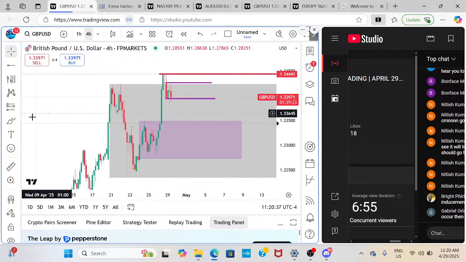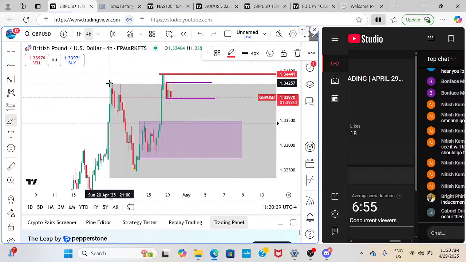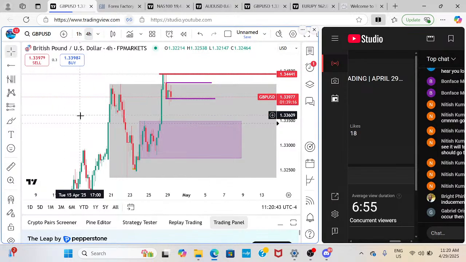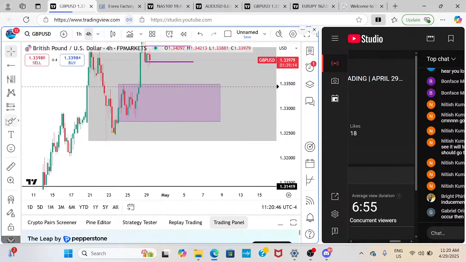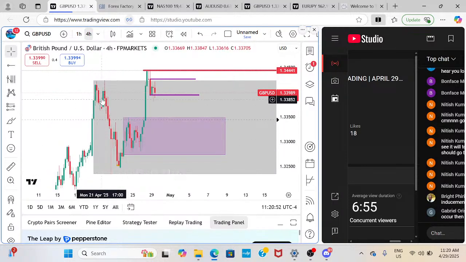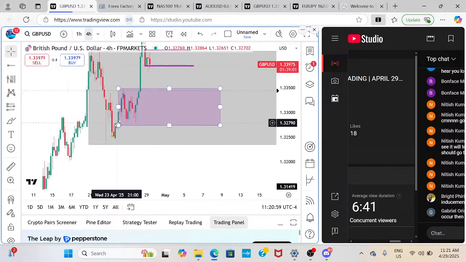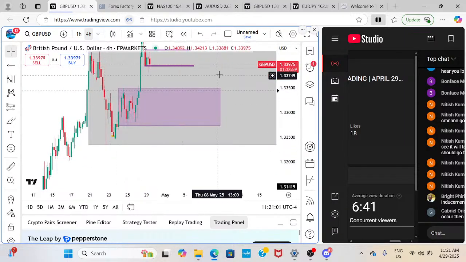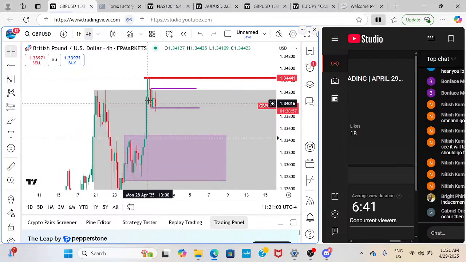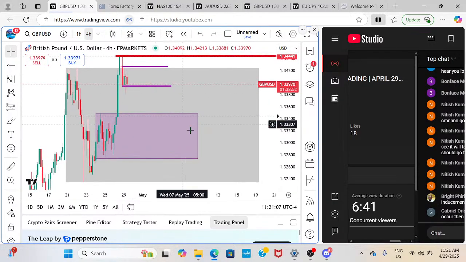Now the previous higher high is right over here, and then the previous higher low is all the way down over here. So this is why I have this gray box. This gray box is showing the previous higher high and the previous higher low, and where the price is right now, it is coming back for a retest.